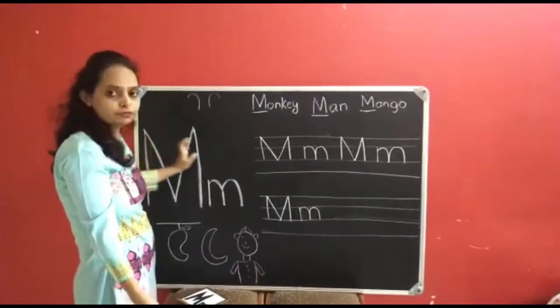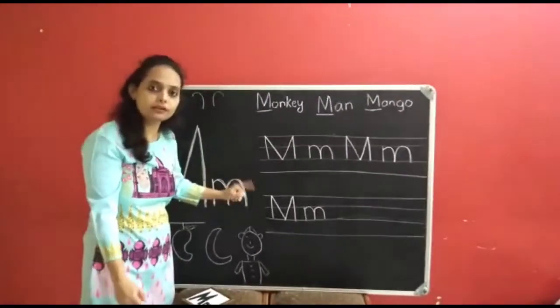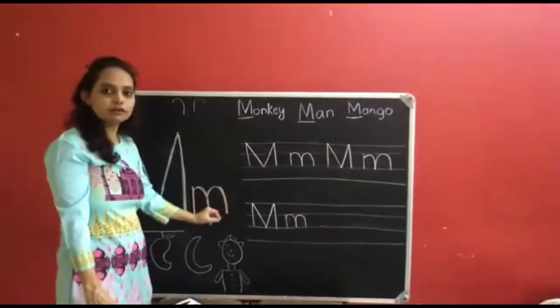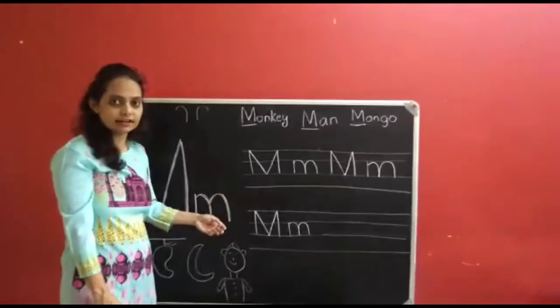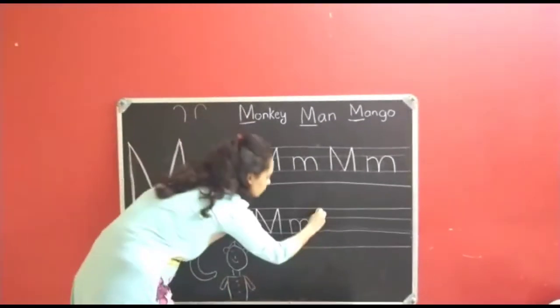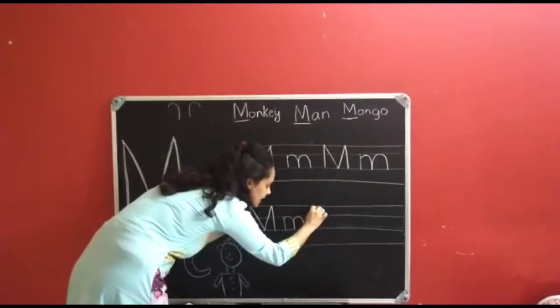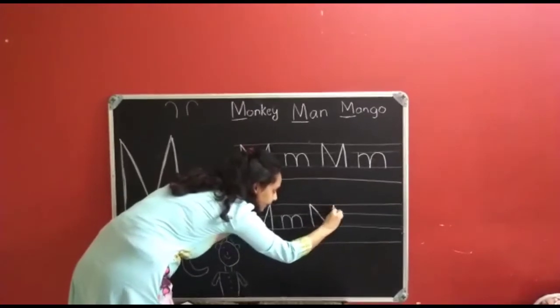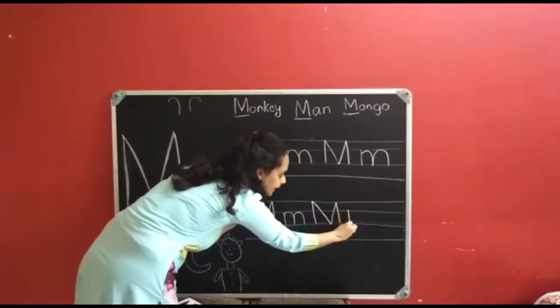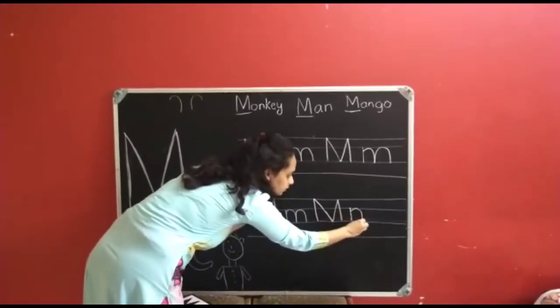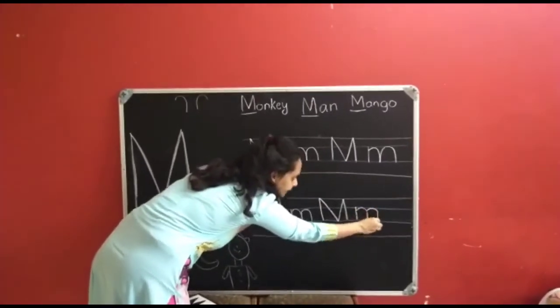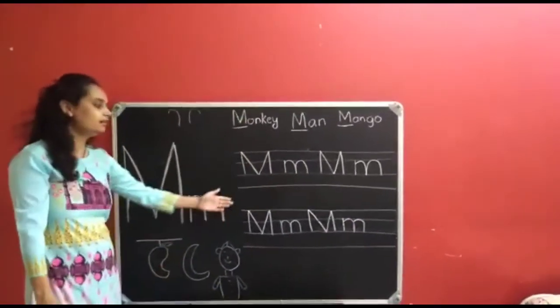Okay children, if you are not able to do it, tell your mama to give you dots. Even if you do it dot by dot, you will be able to do it. Okay children, standing line, slanting line, up and down, standing line, curve and standing line. So it becomes letter M.